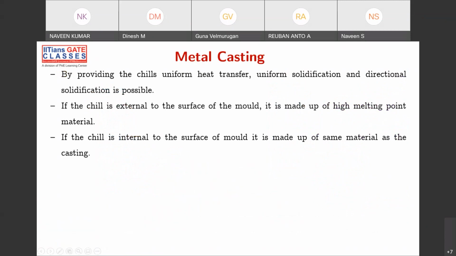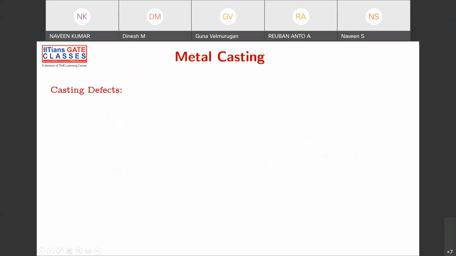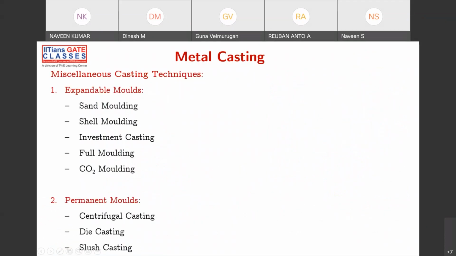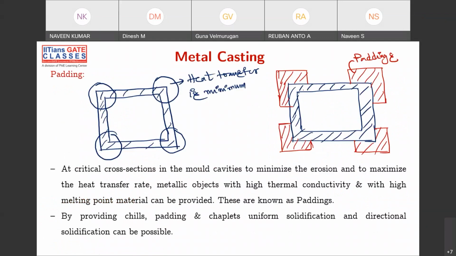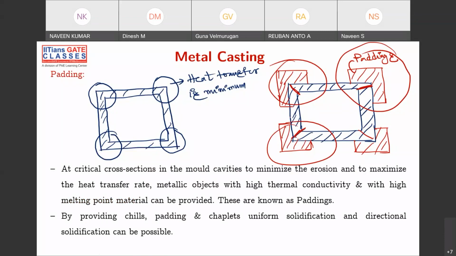Next is paddings. Paddings are also the same kind of thing. At weaker sections, the solidification is not happening properly, so you provide this kind of paddings where heat transfer is happening properly. That's it. So this is the end of the traditional casting, solidification time, filling time, chills, padding, chaplets, all these things we have discussed.